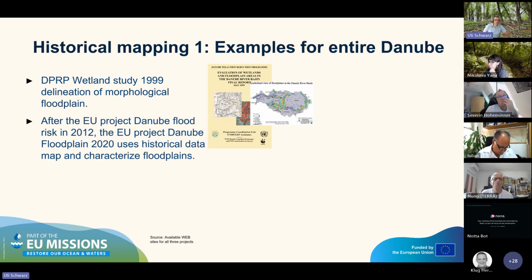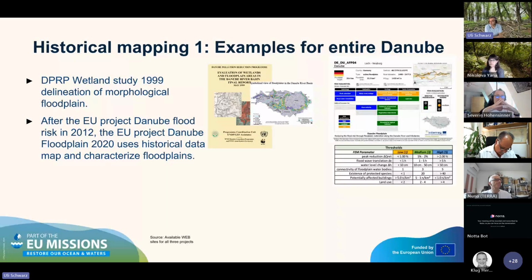The EU project on Danube flood risk in 2012, but even more the project on Danube floodplain 2020, use historical map data also for characterization of floodplain. I simply put here one spot. There is a so-called FFEM, floodplain evaluation matrix. It is quite interesting that they also explore hydrology, hydraulics, ecology, socio-economy.